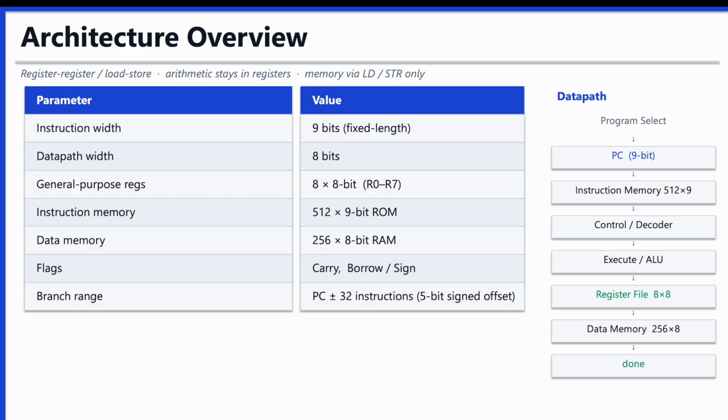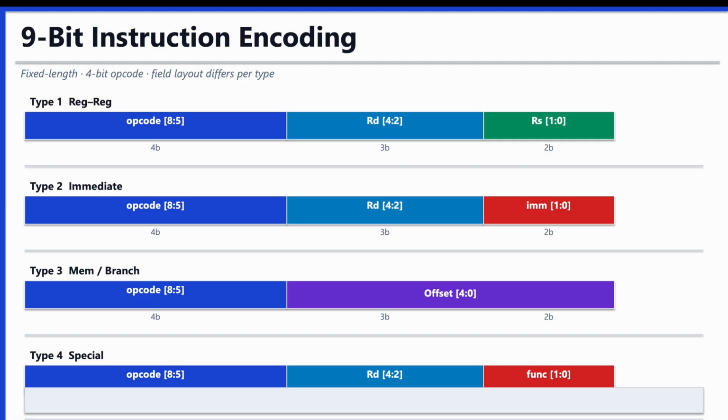Another thing, we're only allowed 8 registers, and also our instruction memory is very small. We only have 512 instruction slots, so that means that all 3 programs must fit in less than 500 slots. There's also only 256 data memory size. We have 2 flags, the carry and borrow flag. The borrow flag is also shared with the sign flag, which we'll talk about more later, and also our branch range, as shown here. So let's talk more about our instruction encoding.